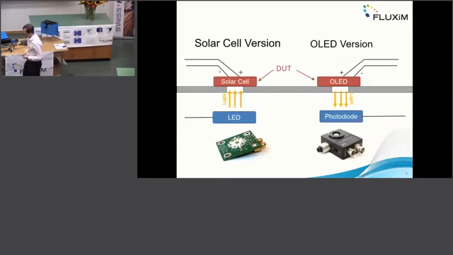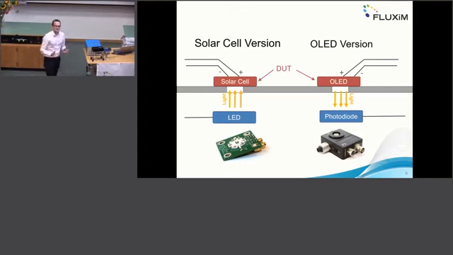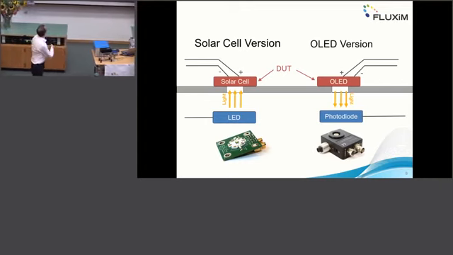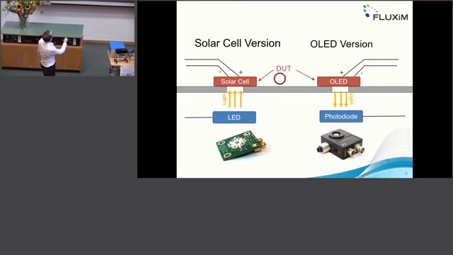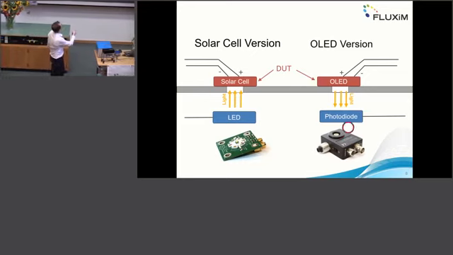So PAIOS can be used for OLEDs and for solar cells. There are two versions. In one case, you just use an LED to illuminate the solar cell, and in the OLED case, it's vice versa. We use the OLED to create the light, and we measure it with a photodetector.